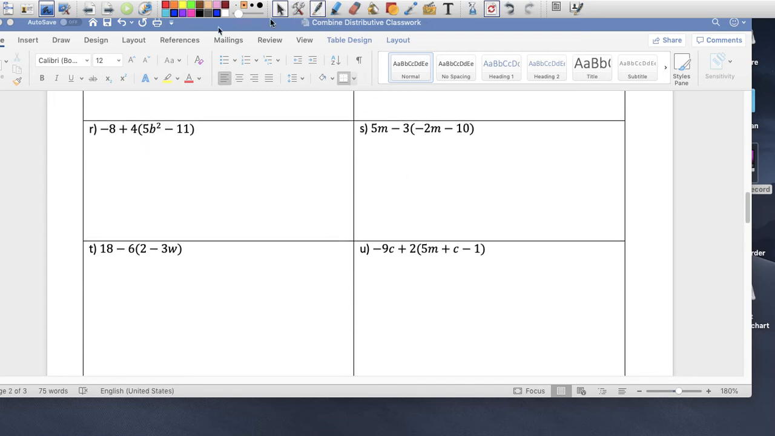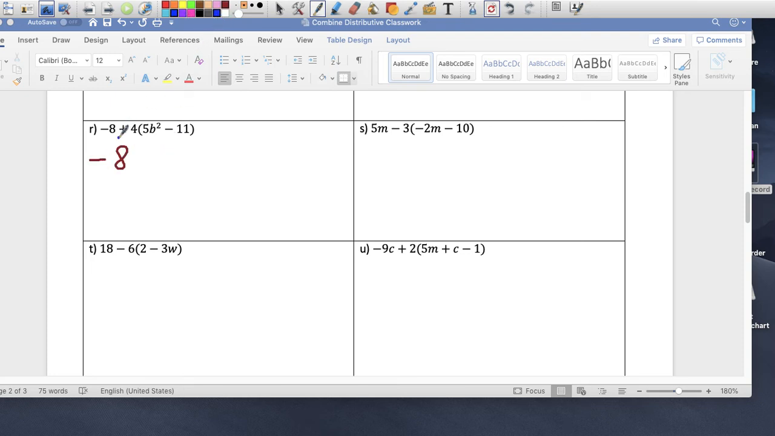So here, the negative 8 is not to be combined with the 4. I've seen quite a few of those being done in that manner, so let's not do that. The negative 8 right now is just going to hang out there for a second until we do this truly properly.